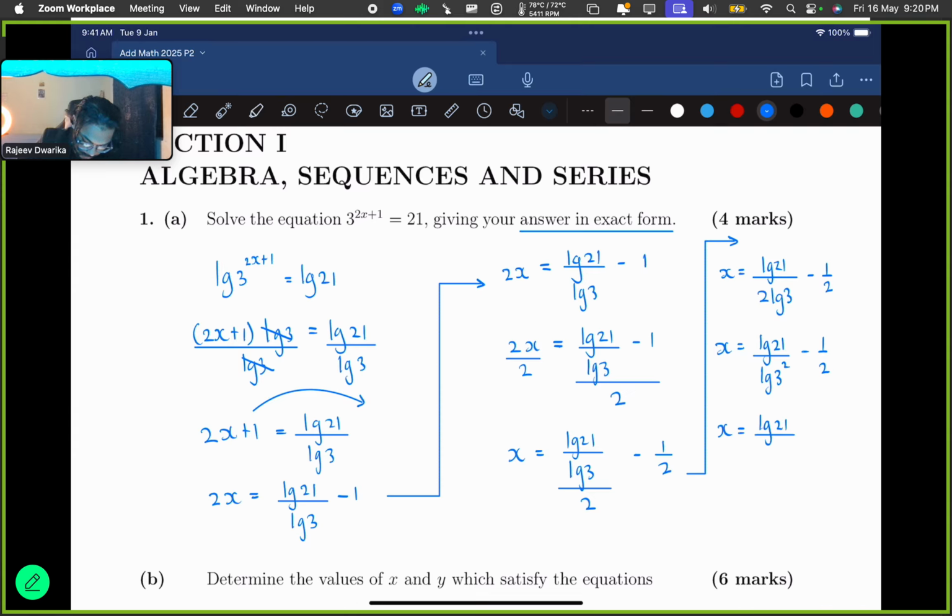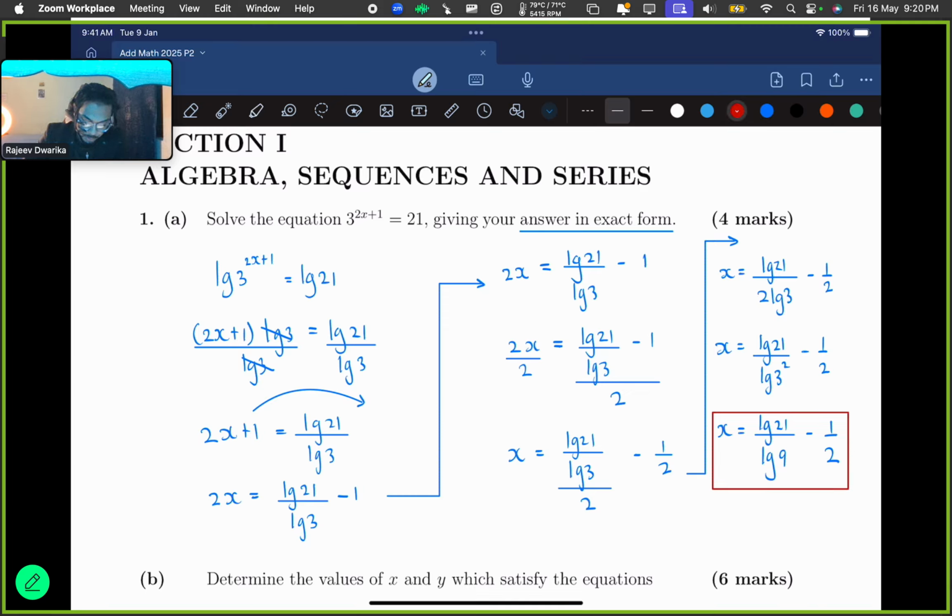Agree? Right, so that's the answer. That's an exact form. You can't simplify that any further. If you do simplify it, you plug it into your calculator and end up with decimals. They wanted this in an exact form, so this is the answer.